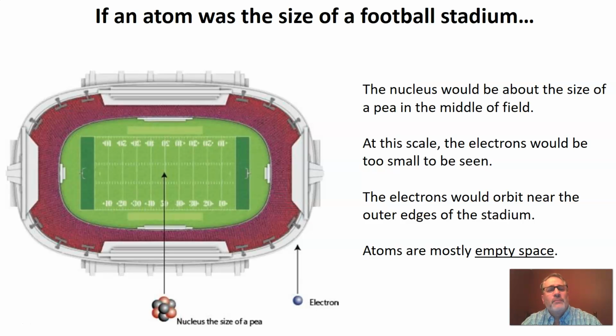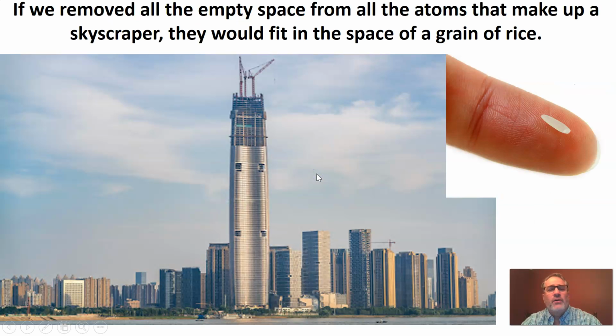Another way to look at this is if we were to take something like one of the world's largest skyscrapers and remove all the empty space from every atom that made up this skyscraper. So we removed all the empty space and we just compacted those protons, those neutrons, and those electrons, and we pushed them right up next to each other. All those atoms, instead of taking up all this space of a skyscraper, would be able to fit inside of a grain of rice. So there's tons of empty space. Atoms are almost entirely made of empty space. So if we're made of atoms, that also means that we're also mostly made of, well, nothingness.